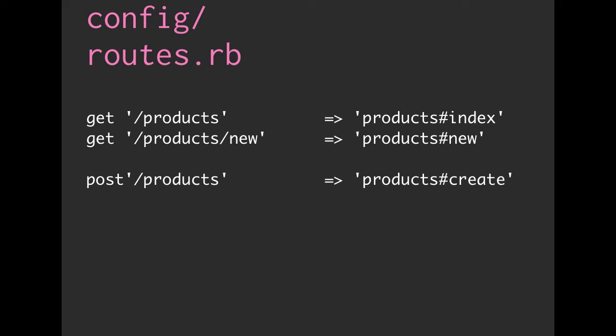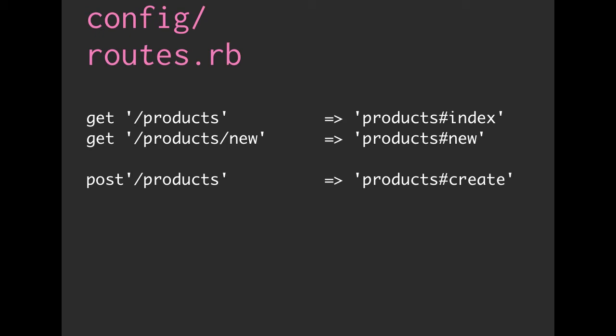We made a GET to our /products URL and that mapped to our index action in the products controller. We have a GET to /products/new and that is going to map to our products controller, the new action. And then we POSTed to /products and that's going to again map to products create. So this is just kind of an intro for our CRUD actions: create, read, update, and delete.